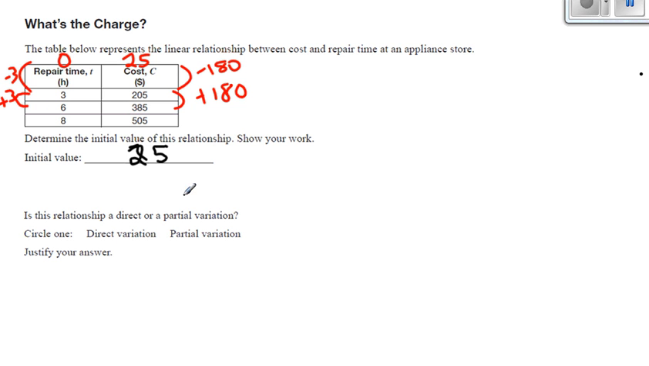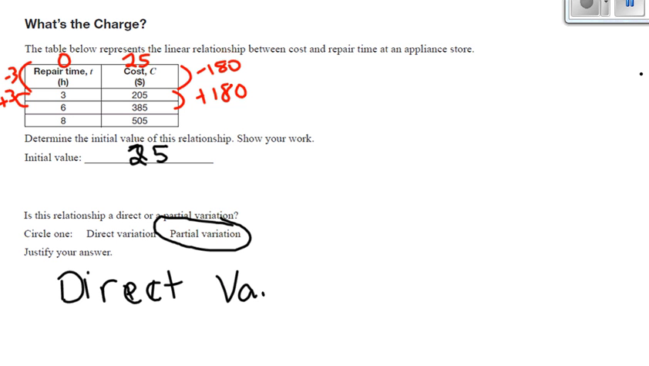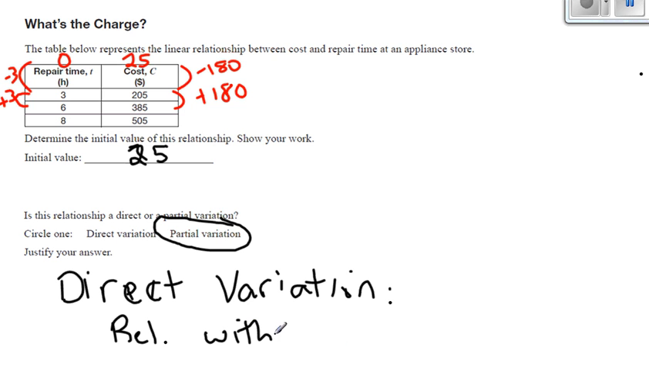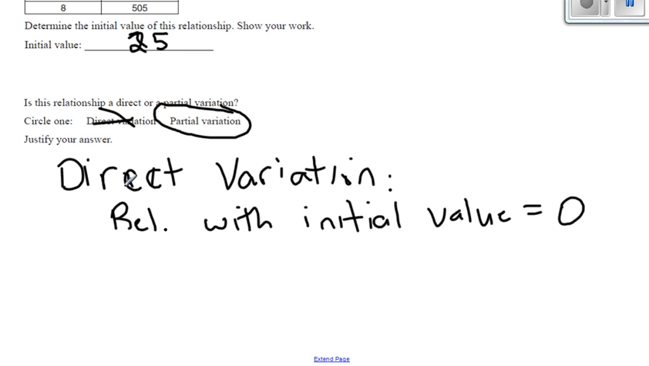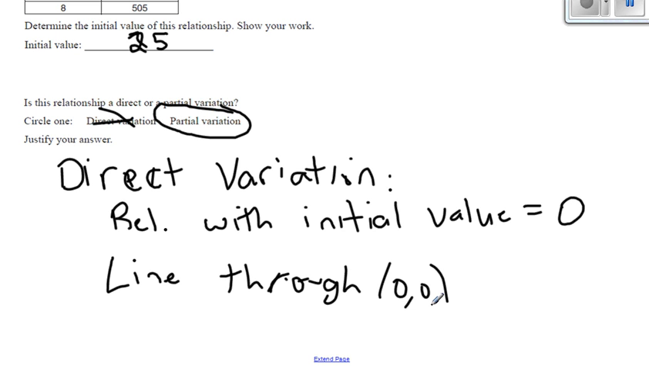Now, is this relationship direct or partial variation? Well, make sure you know those definitions. It's partial variation. And here's why. It's because direct variation has a very specific definition that you need to know. Direct variation is a relationship with a starting point or initial value of 0. So if you don't have an initial value of 0, you don't have direct variation. Therefore, you have partial variation. So make sure you know direct variation is a relationship with an initial value of 0. You can also think of it as a line that passes through the point 0, 0, which is the origin. So visually, if a line goes through the origin, it's direct variation. In terms of an equation, if it has an initial value of 0. And ours obviously has an initial value of 25, so it can't be direct, therefore it's partial.